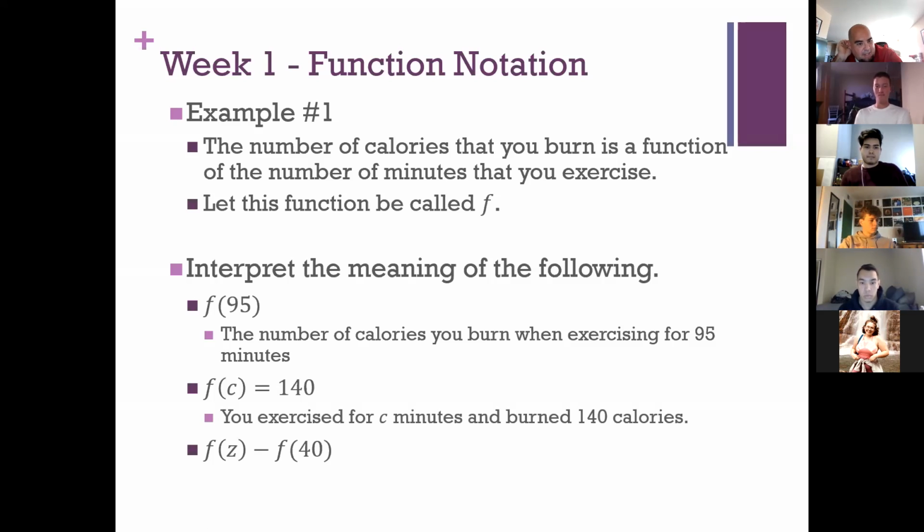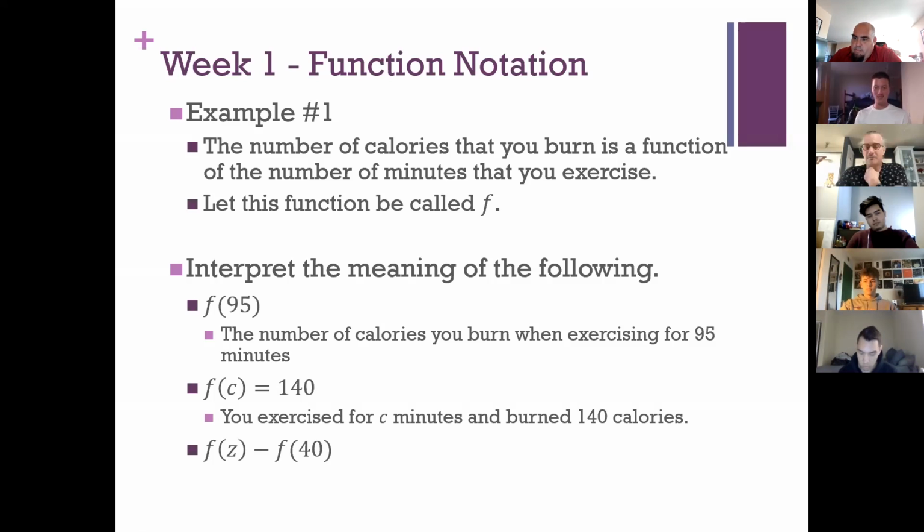And finally, f of z minus f of 40. That could be the difference in calories burned between 40 minutes working out and z minutes of working out. Okay, so the difference in the calories burned between 40 minutes of working out and z minutes of working out. Anybody have anything a little different? Would it be reasonable to call that, could we call that the net calories burned between 40 minutes and z? Okay, so we're using the language of net calories burned.